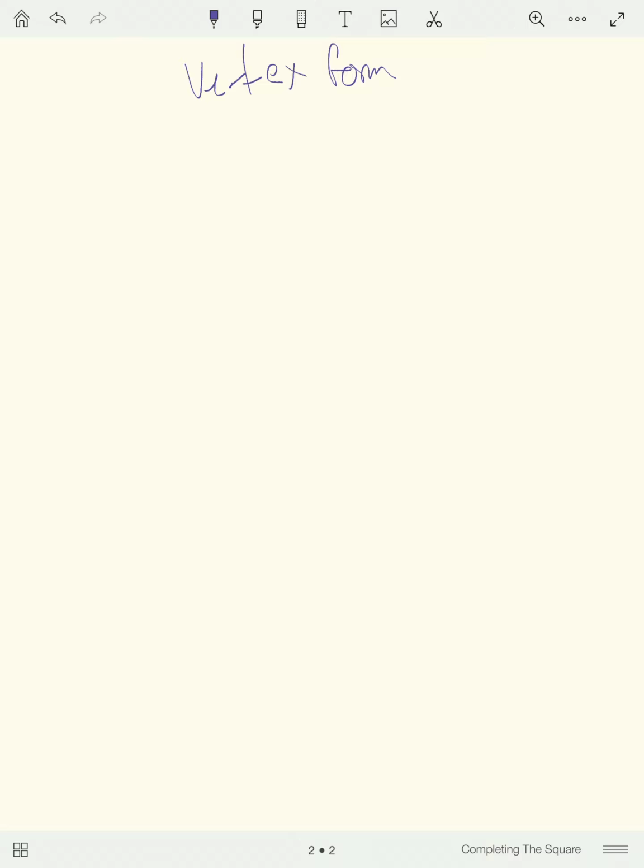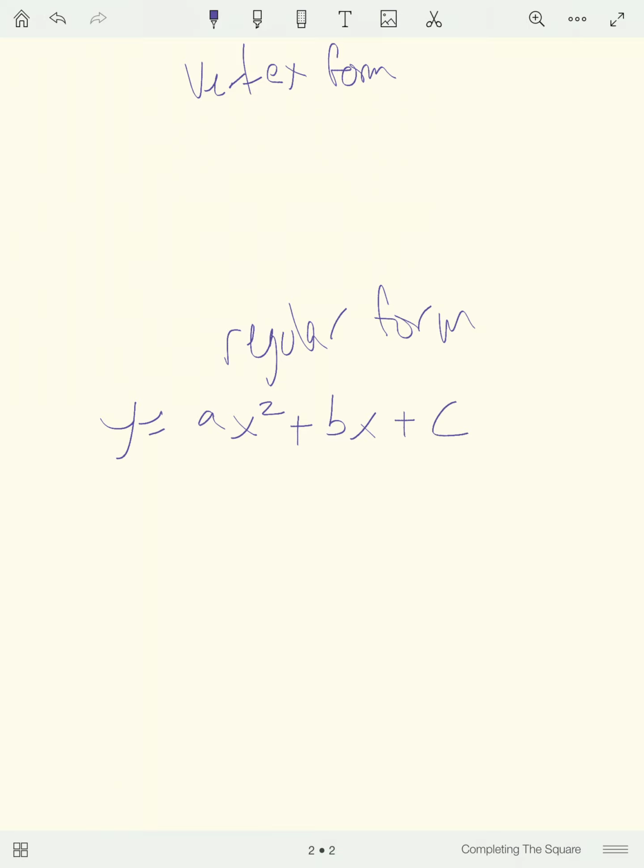Now, we're used to our regular form of polynomials being that y equals ax squared plus bx plus c form. And now there's a lot of good information we can get about our parabola, which is the graph of a polynomial here. There's a lot of information we can get from this particular form, the regular form. However, there's information that we can only get from vertex form. Now, vertex form is written as y equals a times x minus h squared plus k.